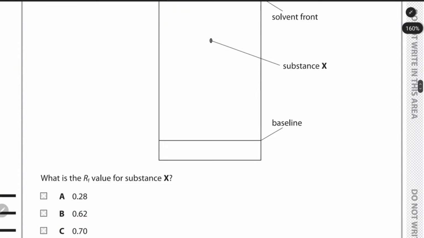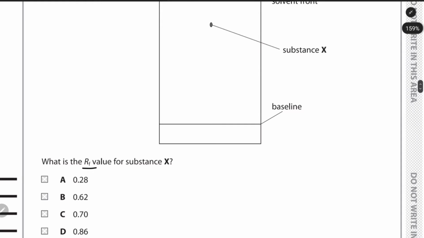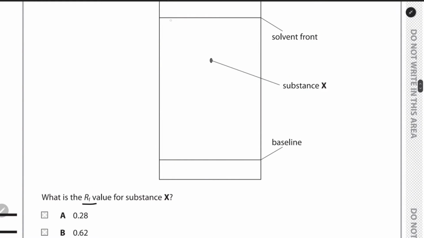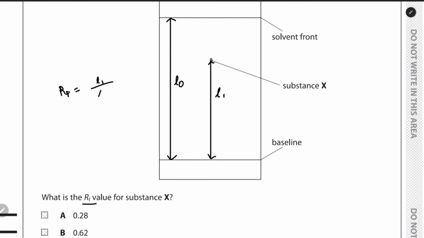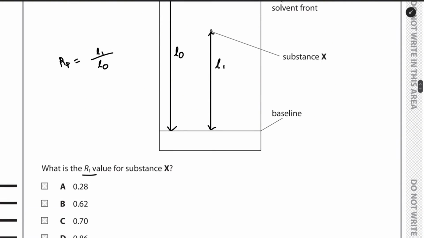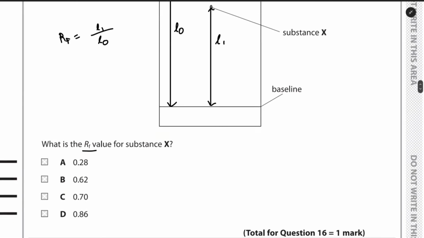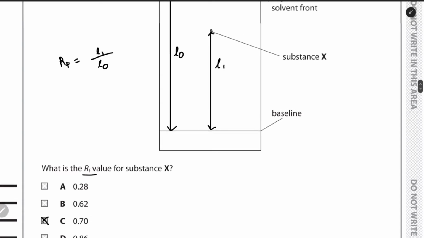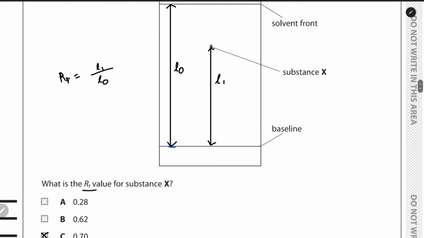Now question 16 is about a chromatogram, and we have to find the RF value. For this we'll have to use our meter rule. We'll place our meter rule over here, measure this length, consider this L0, and we have to find this length. So this will be L1. The RF value will be L1 divided by L0. If I do this, this will be around 0.7. You have to be careful of where you take the length from and up to.